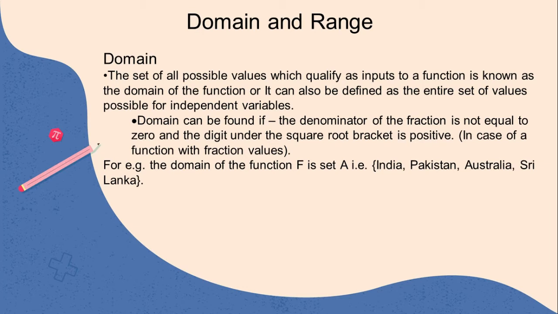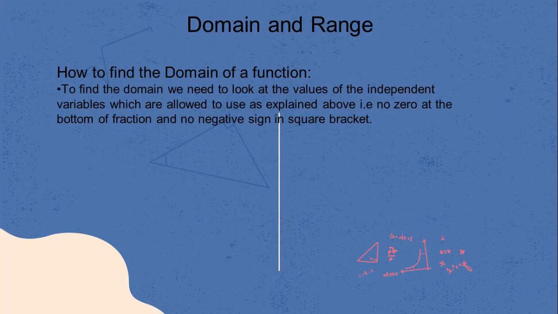In case of a function with fraction values, for the domain of the function f is set A: India, Pakistan, Australia, Sri Lanka. How to find the domain of a function? To find the domain, we need to look at the values of the independent variables which are allowed to use as explained above. Non-zero at the bottom of fraction and no negative sign in square root.